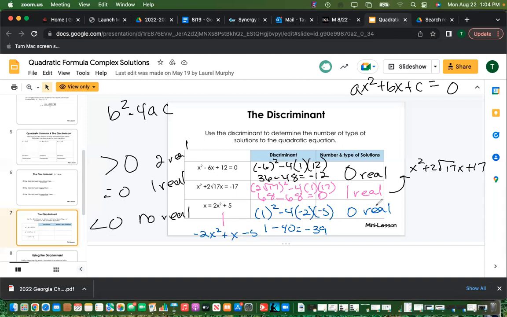Okay. Biggest thing with this is just making sure that your numbers are correct when you plug in.